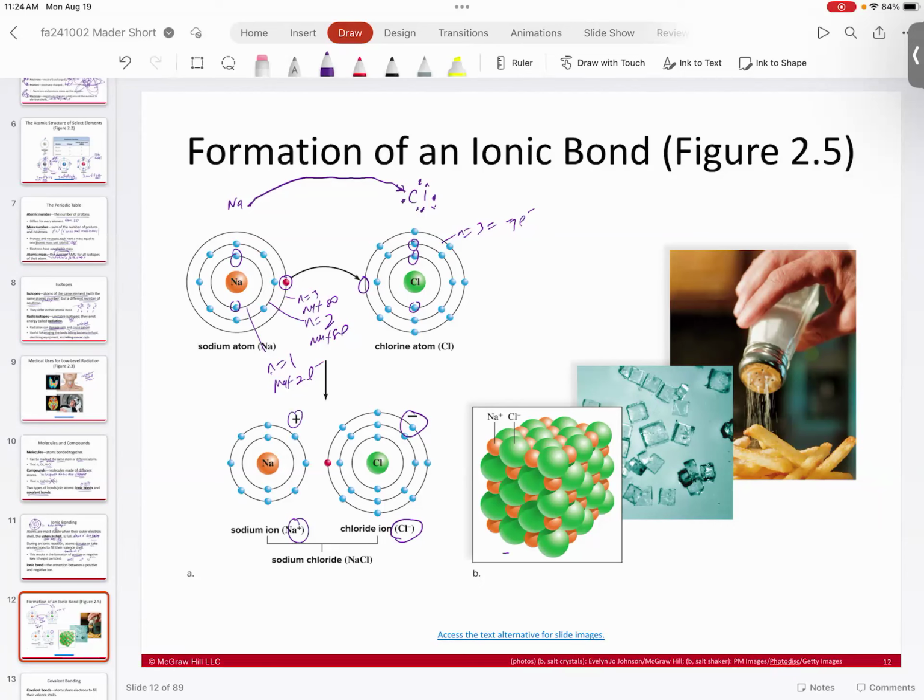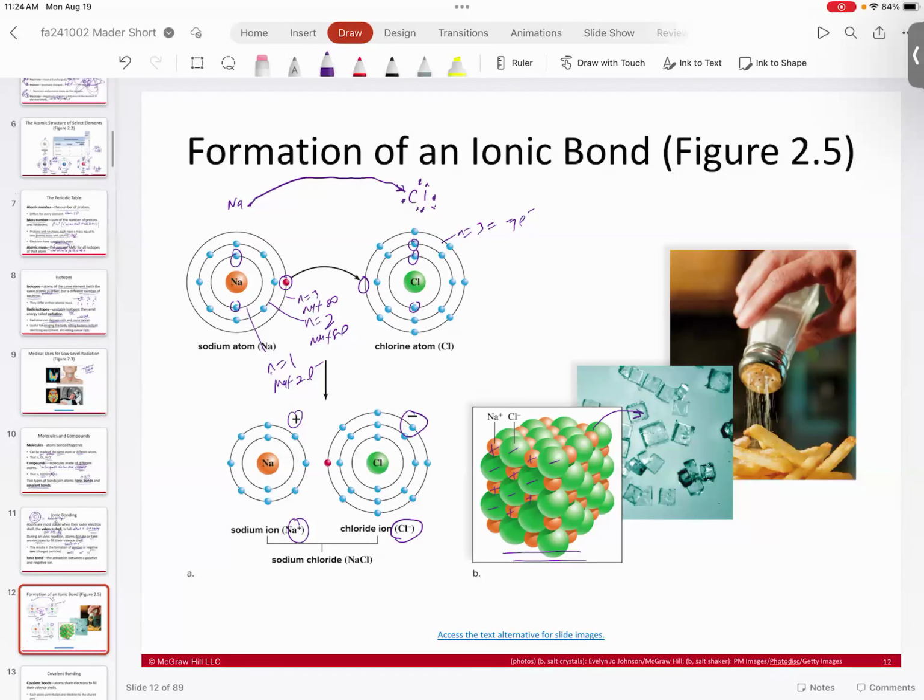And so this is kind of what a salt crystal looks like. You basically have these positive and negative ions stacked, alternating. So plus to negative, negative to plus. The pluses are surrounded by negatives, and the negatives are surrounded by positives. They're stacked like that, and that basically forms a little square-like salt crystal.